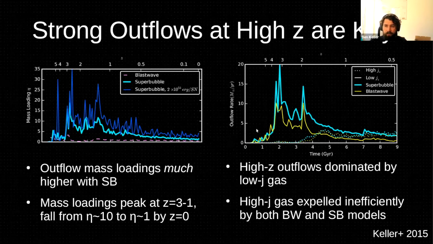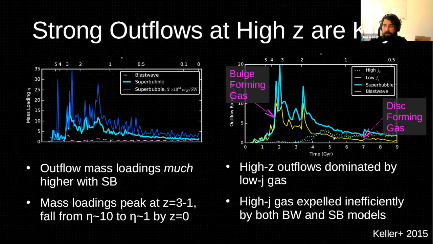And this is really important, not just for regulating the amount of gas that can feed star formation, but also for building disk-dominated systems. If you split those outflows into gas that is low angular momentum, shown here in the solid lines, versus high angular momentum, shown here in the dotted lines, you can see that the high mass loadings at high redshift come primarily from low angular momentum gas. And in fact, the high angular momentum gas that is accreted later is also ejected much less efficiently than this low angular momentum gas.